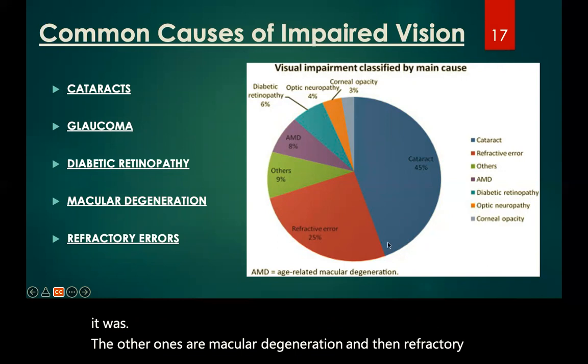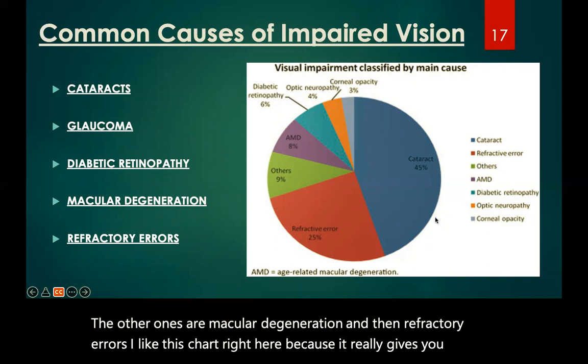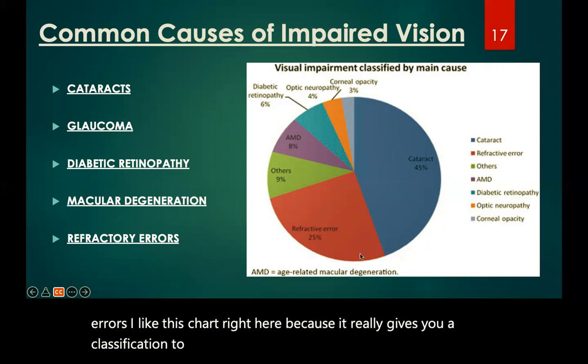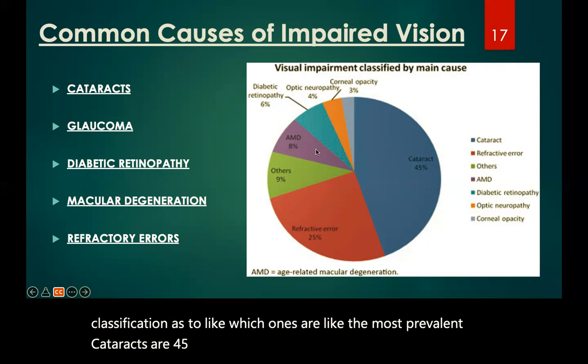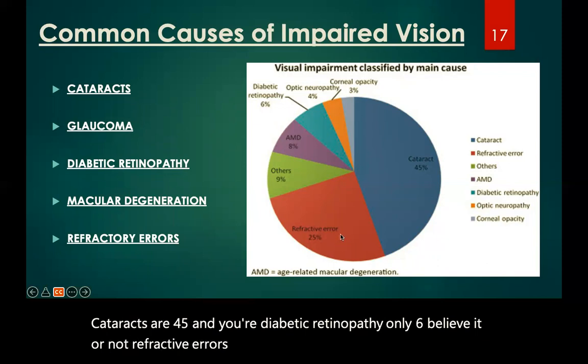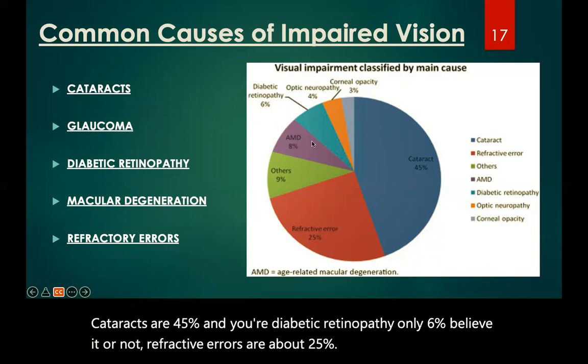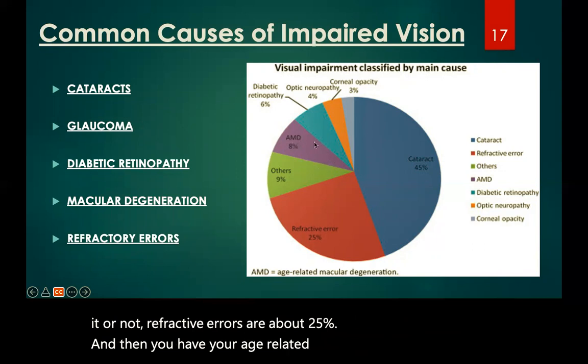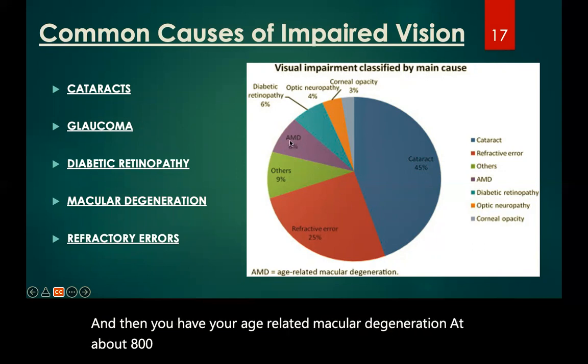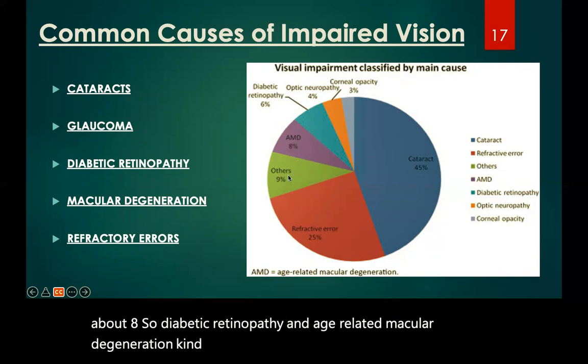I like this chart right here because it really gives you a classification as to which ones are the most prevalent. Cataracts are 45%, and diabetic retinopathy is only 6%, believe it or not. Refractive errors are about 25%. And then you have your age-related macular degeneration at about 8%. So diabetic retinopathy and age-related macular degeneration are classified in about the same amount.